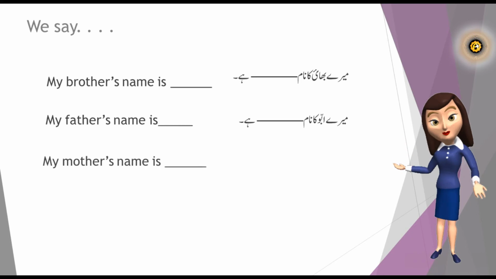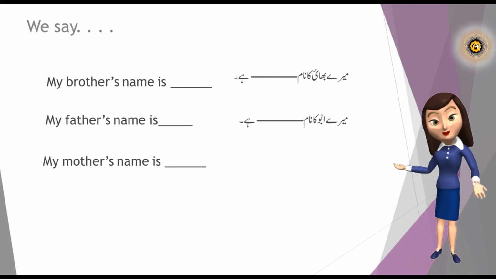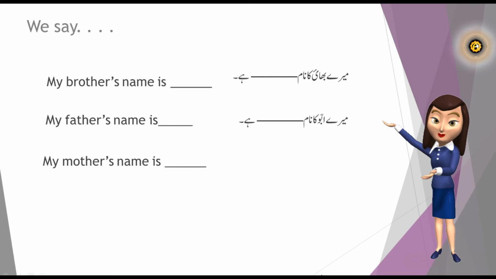Then you say, my mother's name is dash. So whatever your mother's name is, so here we will say, my mother's name is Saima.